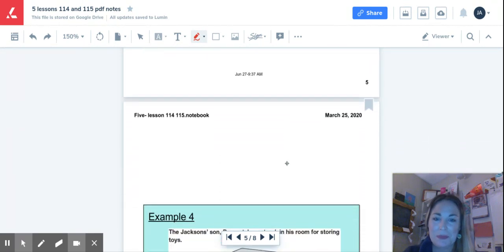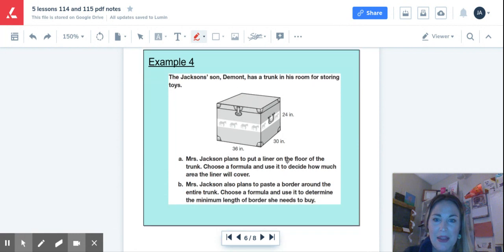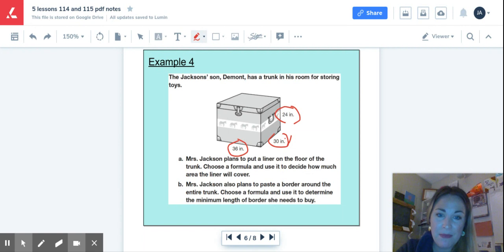Let's keep moving. This example right here, go ahead and pause the video, try both of them. So, the Jackson son, Demont, has a trunk in his room for storing toys. And we have the 3 dimensions, notice here. That's all we need. To be honest, anytime I see a math diagram or an image like this and I'm given 3 dimensions, my brain automatically thinks about volume. They probably want me to think about volume. They gave me 3 dimensions. Don't always assume that, but it's a good thing that your brain starts thinking in those terms.